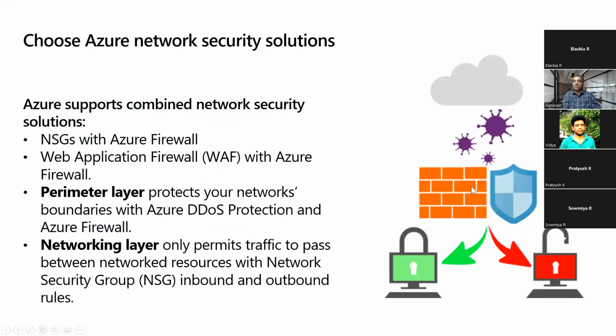So to safeguard everything, you need a combination of all: network security group, firewall, and application security group. If you configure all three to protect your resources, and any attack comes from outside, these, or more than two of them, will protect. That's why Azure supports a combined network security solution. NSG, the network security group, with Azure Firewall, and web application firewall with Azure Firewall. Perimeter layer: protect your network boundaries with Azure DDoS Protection and Azure Firewall. Networking layer. This is the solution.